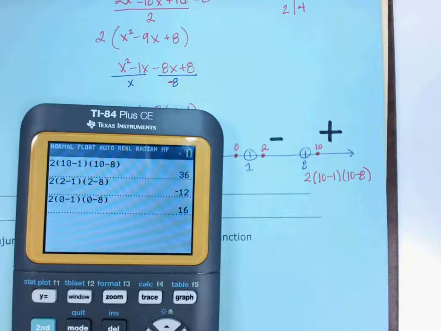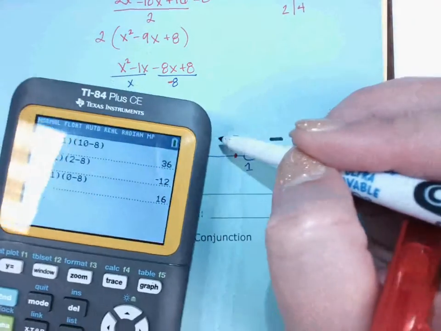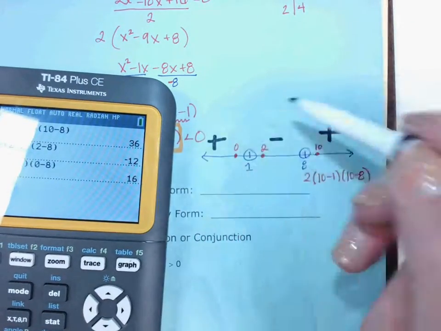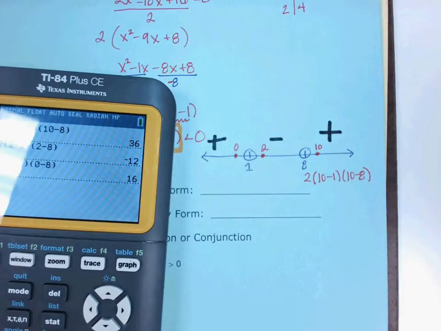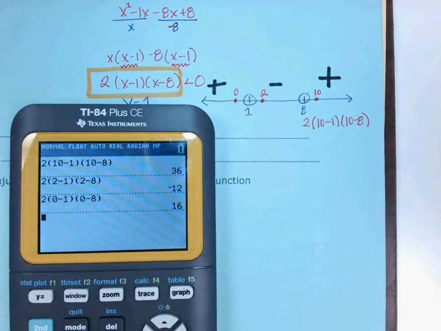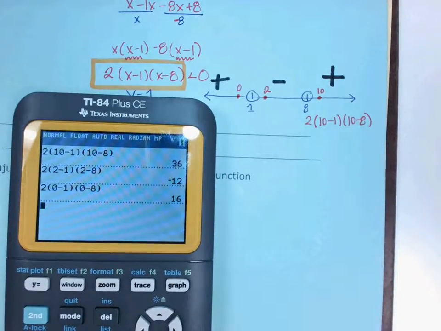And I get positive 16. Now, quick question. When I'm checking the signs on that, look at my calculator. Why did it come out to be positive? Well, what's 0 minus 1? Negative. What's 0 minus 8? Negative. If I times two negatives, it makes sense that it came out positive. That's why you don't really need your calculator. You can just think about the sign. But if you like it better, fine.